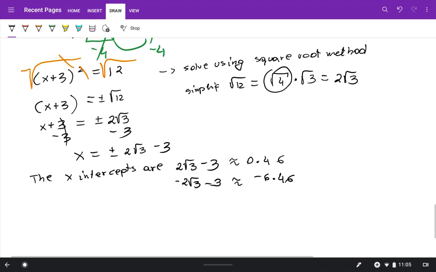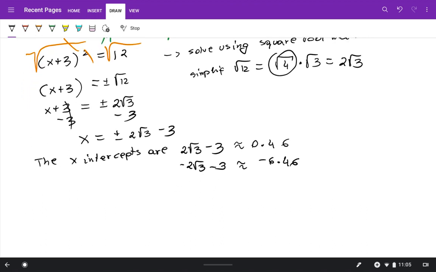Okay, so we have two x-intercepts, which means you have the points 2 radical 3 minus 3, comma 0, and negative 2 radical 3 minus 3, comma 0. And just on the top, 2 radical 3 minus 3 is about positive 0.46. And negative 2 radical 3 minus 3 is about negative 6.46. I'm just putting it that way because we're going to graph it.